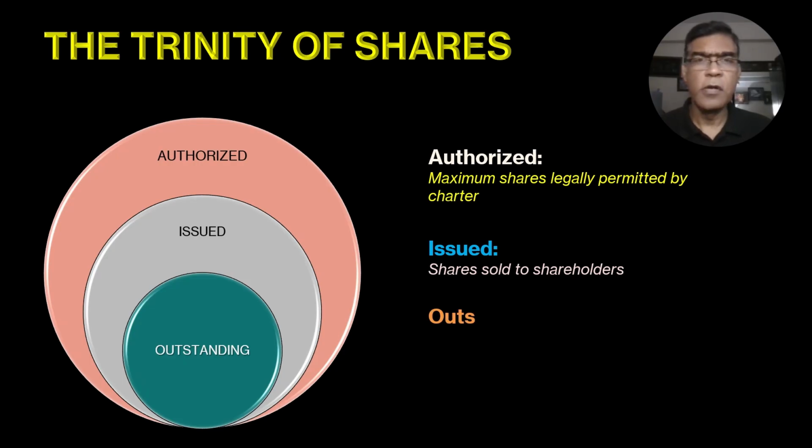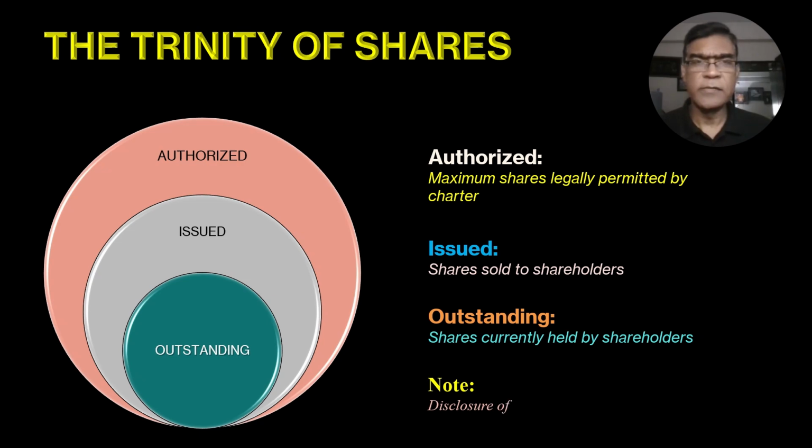And at the core are outstanding shares, the shares currently held by investors. These are the ones that carry voting rights and receive dividends. It is important to note that disclosure of all three categories, authorized, issued, and outstanding, is mandatory. This transparency helps users of financial statements understand the company's capital capacity and ownership distribution.